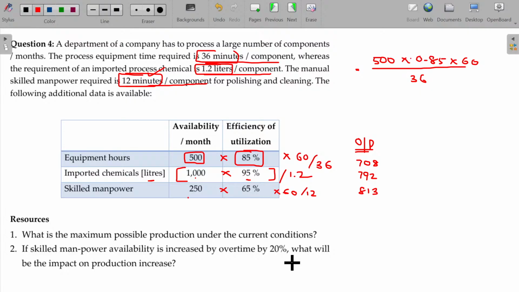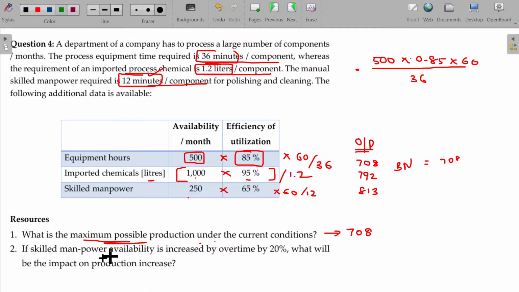Then come on, tell me, which is the bottleneck? Equipment is the bottleneck. Okay. Then the system capacity should be equal to only 708. System capacity also 708. What is the maximum possible production under the current condition? What is the maximum number of units that can be produced here? 708 only. Clear? You can produce only 708.